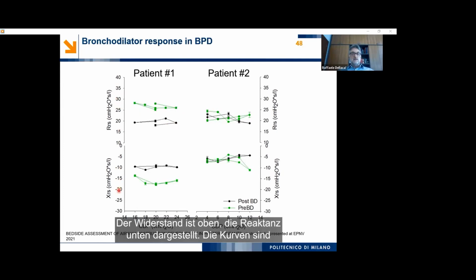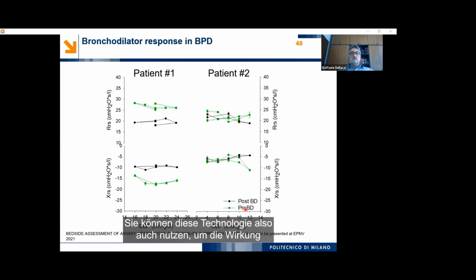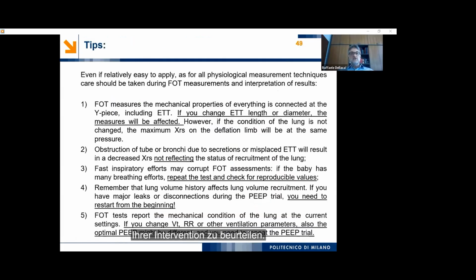The resistance on the top and the reactance on the bottom, for one representative patient who responded to bronchodilator. So in this case, you know that this patient can benefit from this kind of treatment. And this other patient was not responding, as confirmed by the same value of resistance and reactance obtained before and after the application of this intervention. So you can use this technology also to evaluate the effect of your intervention.